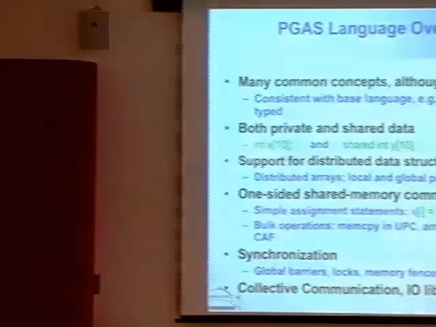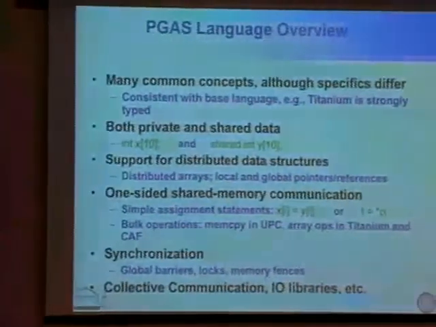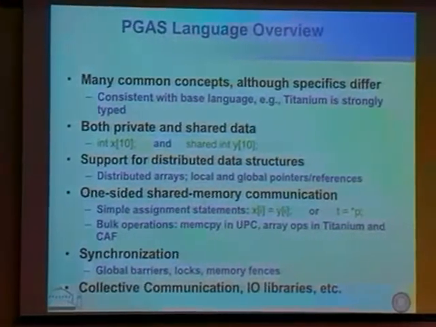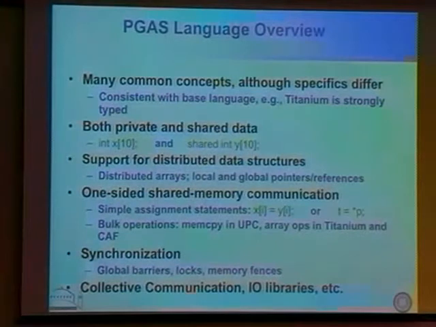There are, in these global address-based languages, ways of declaring both private and shared data. There are a number of differences across the languages, and I'm certainly not going to try to give you a language tutorial here today. All of them have the ability to do distributed data structures, so distributed arrays, local and global pointers, which allows you to build linked data structures and so on, and all of them allow you to do this one-sided communication at the application level.